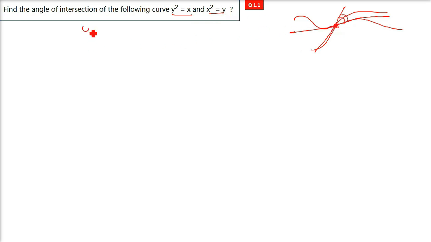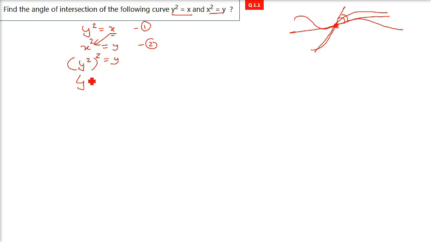See, first of all, you have two curves. You have to find the intersection point. For that, you have to solve these two curves. Let us solve it. x square is y and x is y square. So either you can put x as y square or y as x square in any of the equations. The main idea is to solve for x and y.